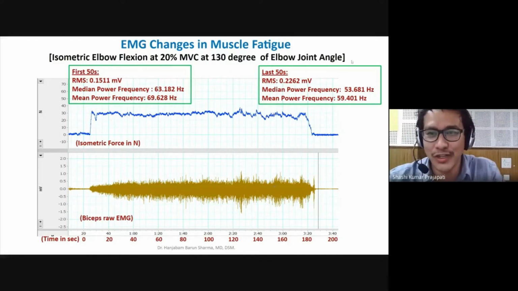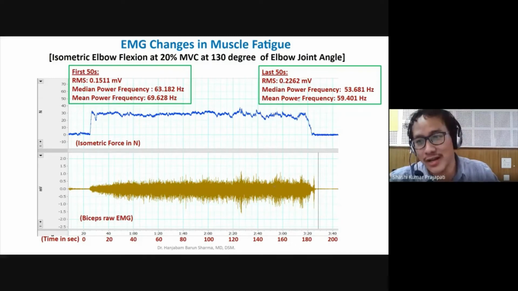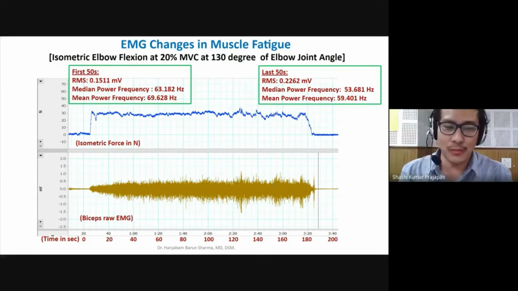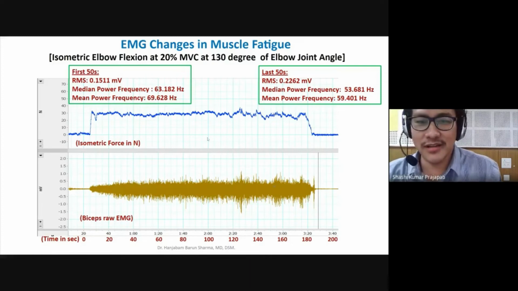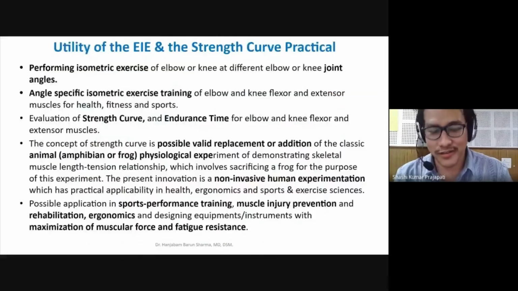In order to quantify that, we can measure the RMS of the first 50 seconds. Here you can see that the RMS is less as compared to the last 50 seconds, where the RMS is greater. I have not applied a statistical test here, but still you can see that the RMS is greater. But the median power frequency and the mean power frequency decrease as compared to the first 50 seconds. So this is a classic fatigue example. By using this instrument and a simple ADI and LabChart, you can demonstrate the classic example of fatigue, where you will find all the EMG findings related to fatigue. So this is another strength of our instrument.